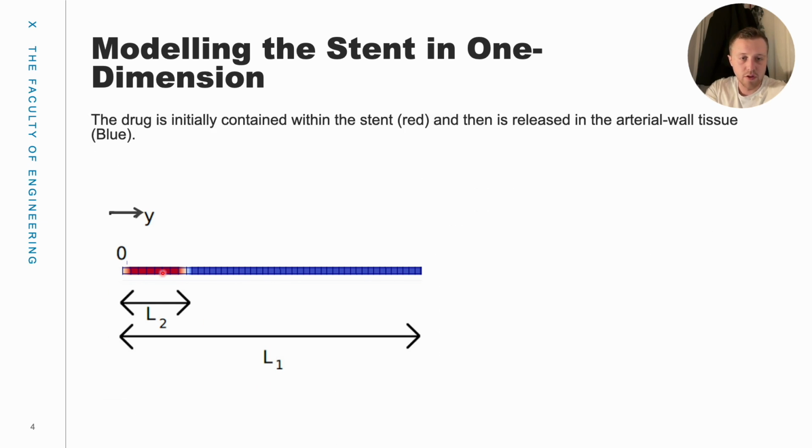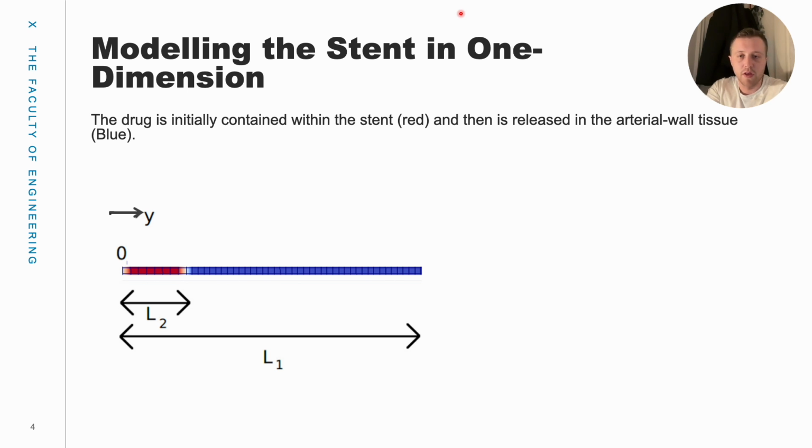At the far left, where L2 is, this is where we initially put the drug into the array, which would be the tissue in this sense. And over time, it will convect and diffuse along the length of the stent. We say the red part initially has a concentration of 1 and over time it will slowly diffuse and convect out.